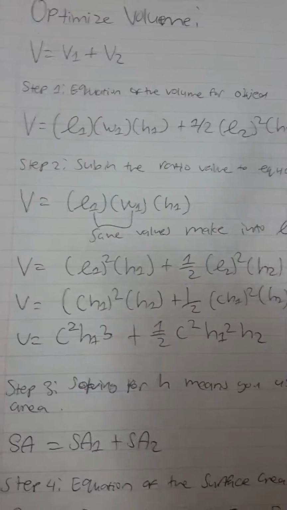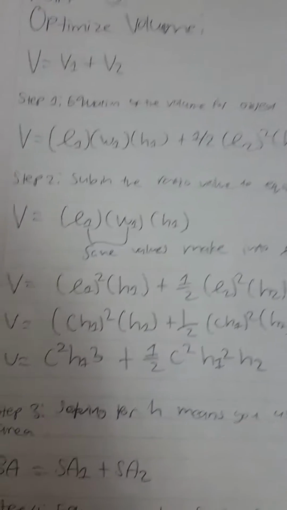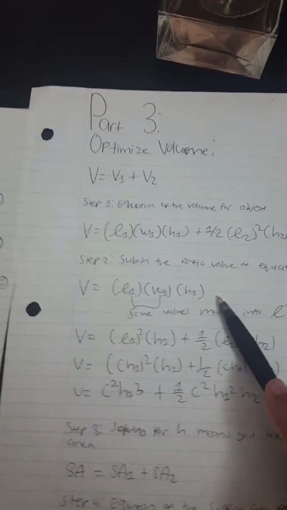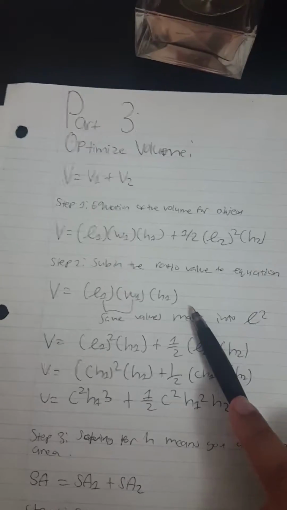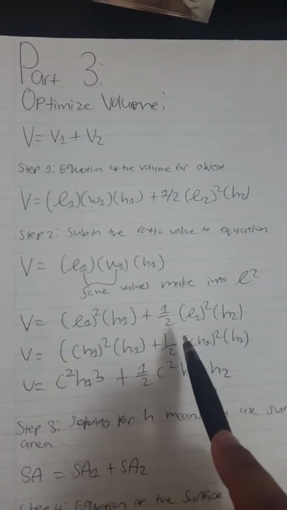When I said sub in your ratio values, basically what I did was state in the ratios that I have L1, H1, H2, and S. So this is my first volume equation: L1, W1, and H1. Because W and L are the same, I'm just going to make it L1 squared to make our lives easier. So I have L1 squared times H1, which is our volume, plus 1 over 2 L2 squared times H2. Then I'm going to sub in our ratio values.